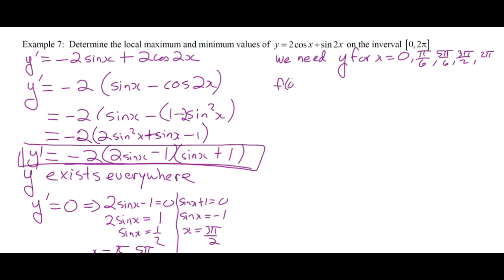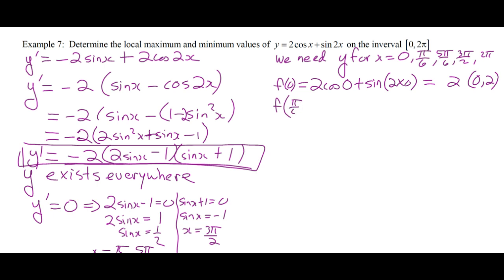Let's say f of 0, that's not really f, right? So 2 cos 0 plus sine of 2 times 0. Sine of 0, all right, so that's 2. So we got the point 0, 2.